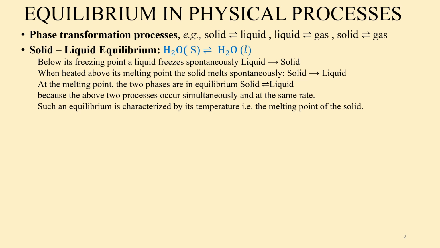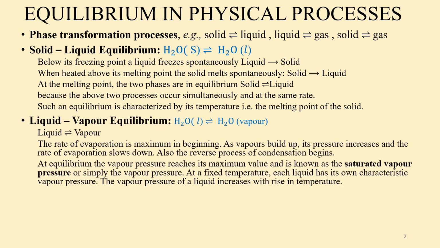At the melting point, the two phases are in equilibrium, that is, solid becoming liquid and liquid becoming solid, because the above two processes occur simultaneously at the same rate. Such an equilibrium is characterized by its temperature, that is, the melting point of the solid.